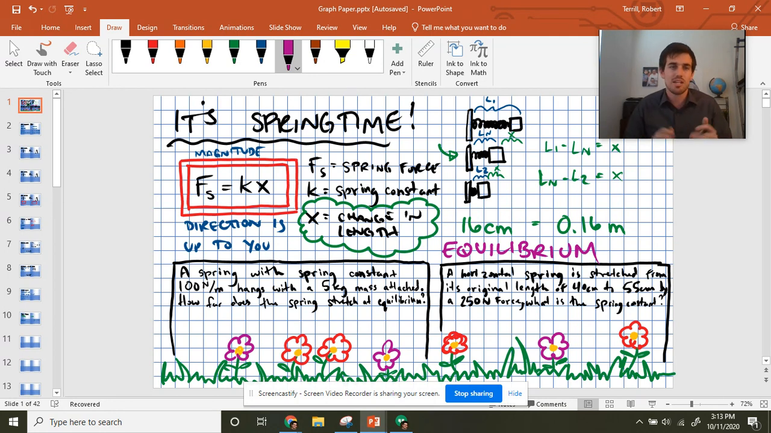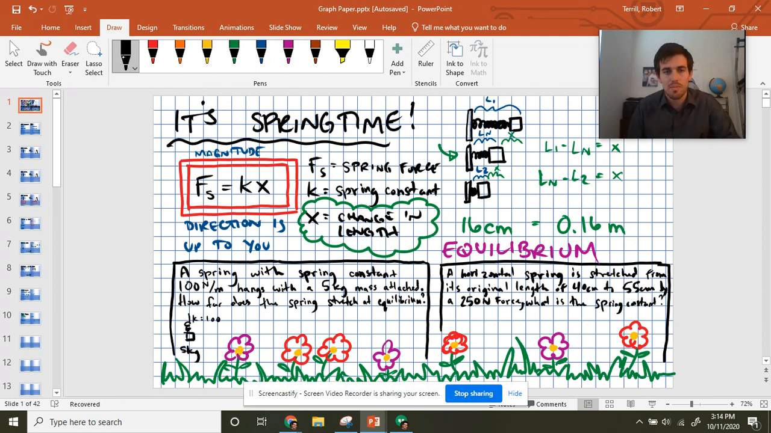So I have two examples down at the bottom of the page. I have a spring with a spring constant of 100 newtons per meter. That's the units of the spring constant. It hangs with a 5 kilogram mass attached. How far does the spring stretch at equilibrium? So as a quick sketch, I would have something like this. It's hanging. I know that I have a 5 kilogram mass on it. I know that my k is equal to 100.